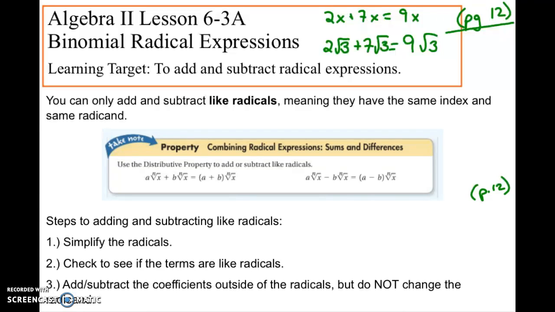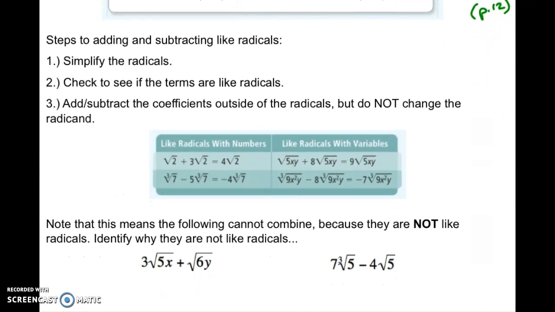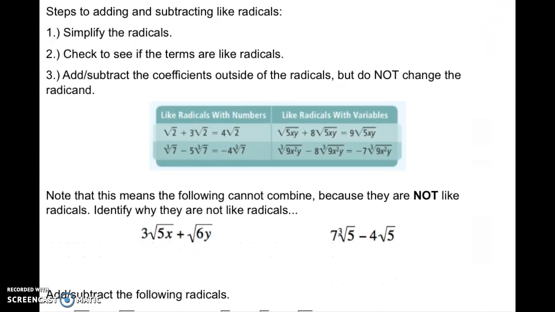Our learning target is to add and subtract radical expressions. You can only add and subtract like radicals. You can always multiply and divide. Adding and subtracting are always picky. So the steps we're going to follow are first to simplify the radical, and then make sure the terms are alike before we get carried away. We add and subtract the coefficients outside. Those are the numbers outside, but do not change the radicand.